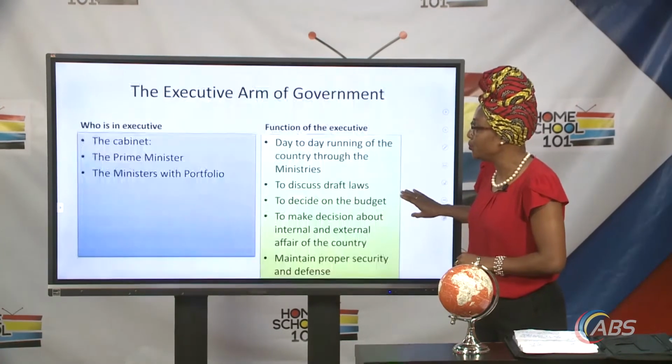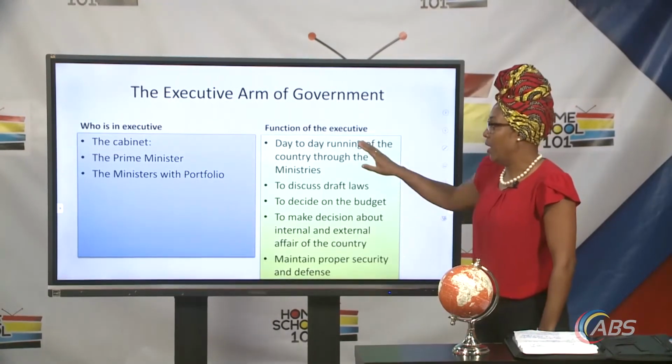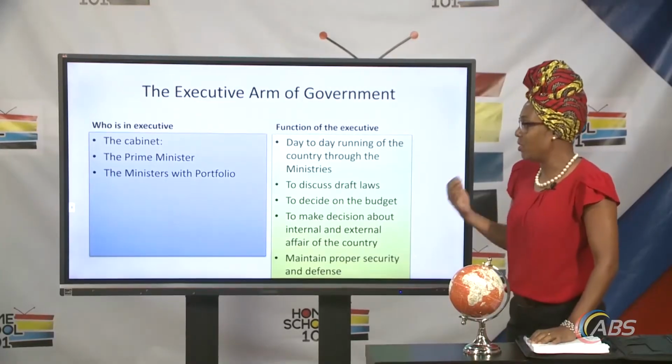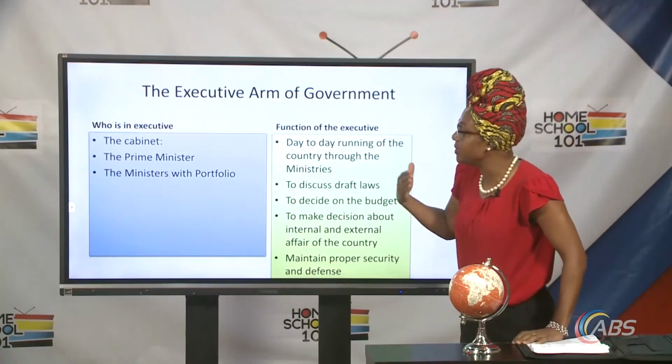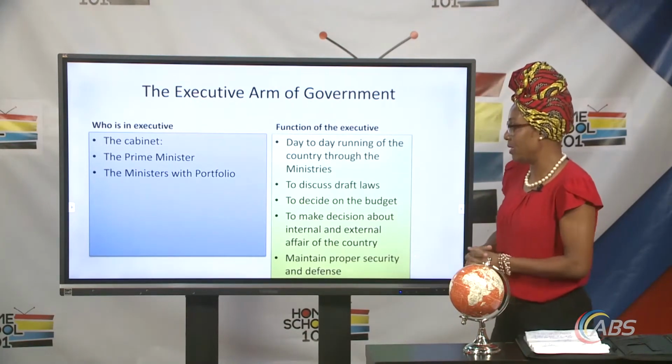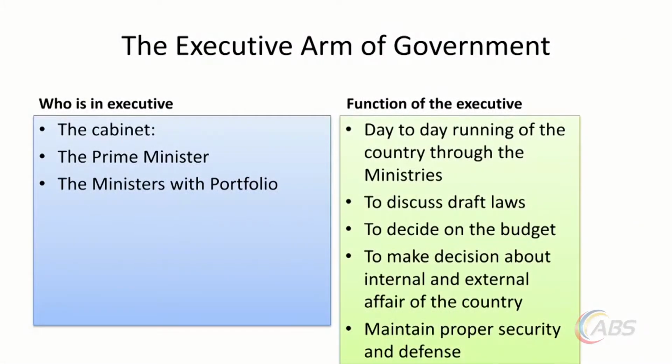Let us continue our lesson today, the executive arm of government. Who is in the executive? Let us reinforce who is in the executive branch. The cabinet. And of course, we know who is in the cabinet. The Prime Minister, of course, and our Prime Minister is the Honorable Gaston Brown, and the different ministers with their different portfolios. The function of the executive, though, is running the day-to-day activities of the country through the different ministries.